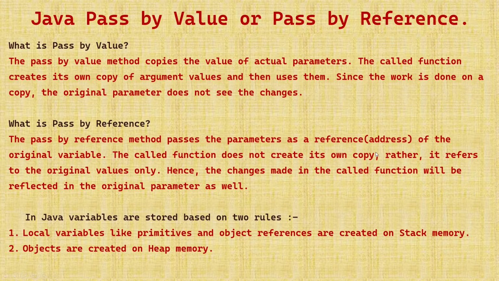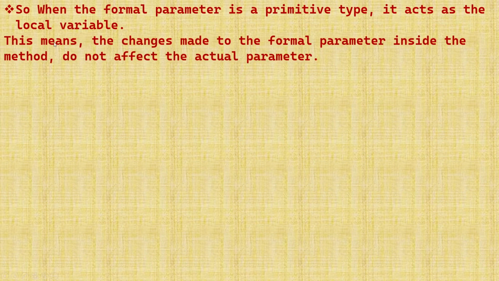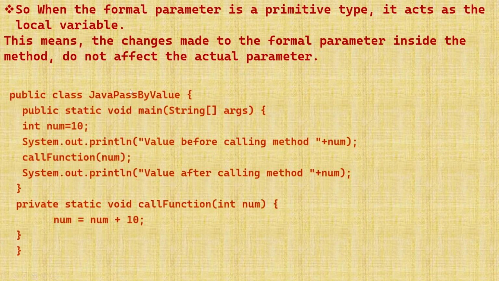In Java, variables are stored based on two rules. Local variables like primitives and object references are created on stack memory. Objects are created on heap memory. So when the formal parameter is a primitive type, it acts as a local variable. This means the changes made to the formal parameter inside the method do not affect the actual parameter.